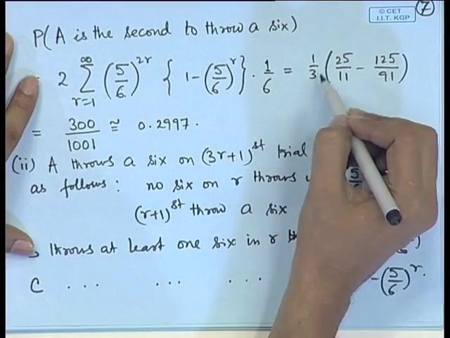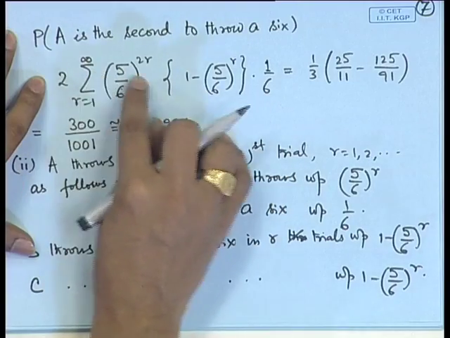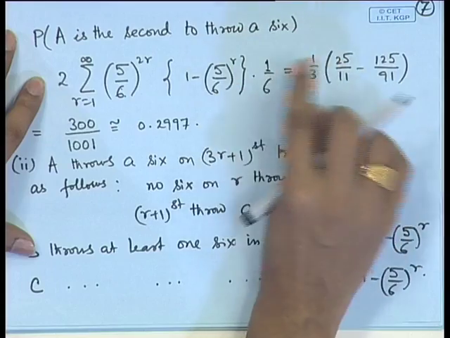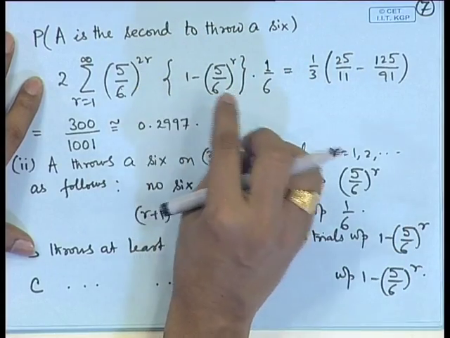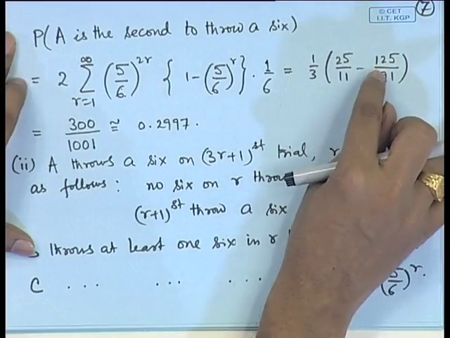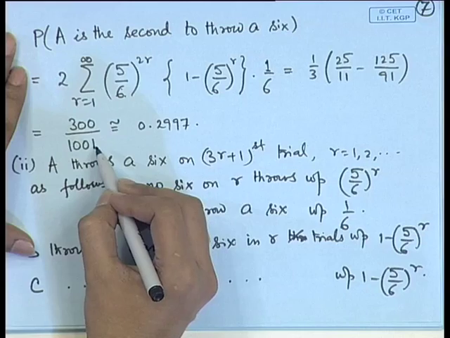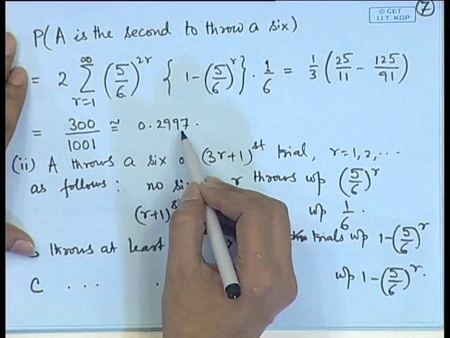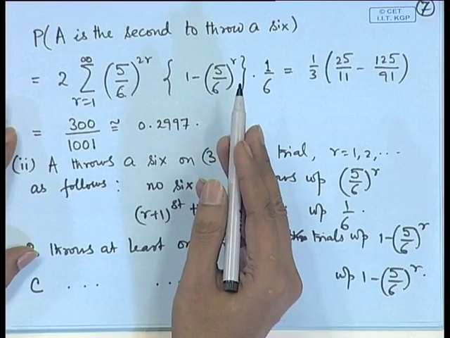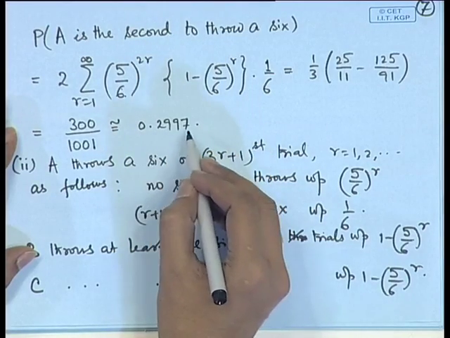Now, we can simplify this expression. This is 1 by 3 into the sum of one geometric series minus the sum of another infinite geometric series, with the common ratio either (5 by 6) square or (5 by 6) cube. So, we can evaluate this, and after simplification it turns out to be 300 by 1001, which is nearly 0.3. That means, the probability that A will be the second player to throw a 6 for the first time in this particular sequence is nearly 0.3.